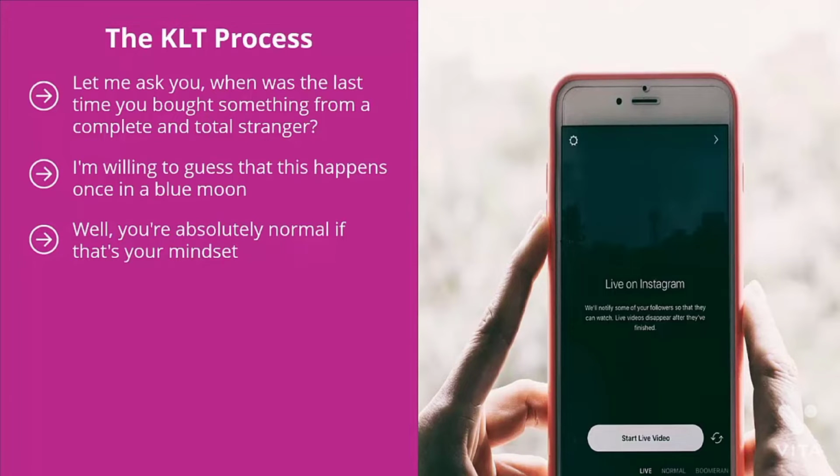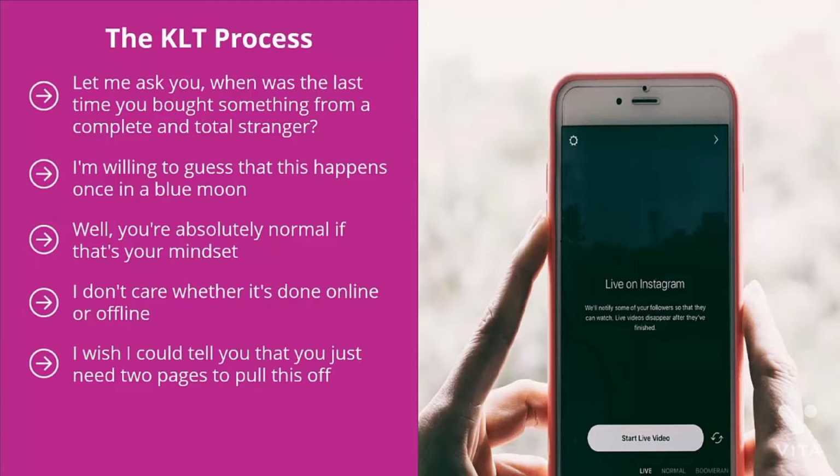That's the bottom line. That is the bedrock of any kind of sales. I don't care whether it's done online or offline. It doesn't matter whether a small company or a big company is doing it. It's all about trust. When you use a content-based sales funnel strategy for Instagram, you build trust. This requires multiple pages. I wish I could tell you that you just need 2 pages to pull this off. I wish I could tell you that you just need to get people to a general consumer guide and then they would reliably click through to the sales page and they would buy stuff.